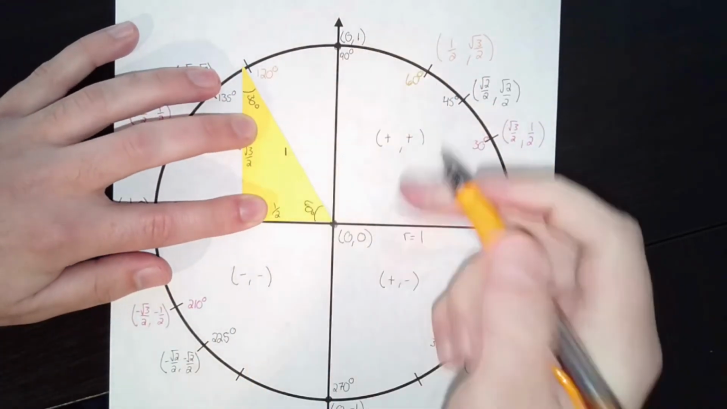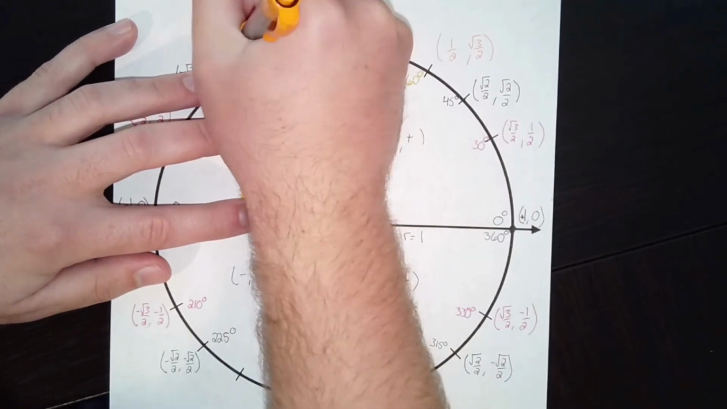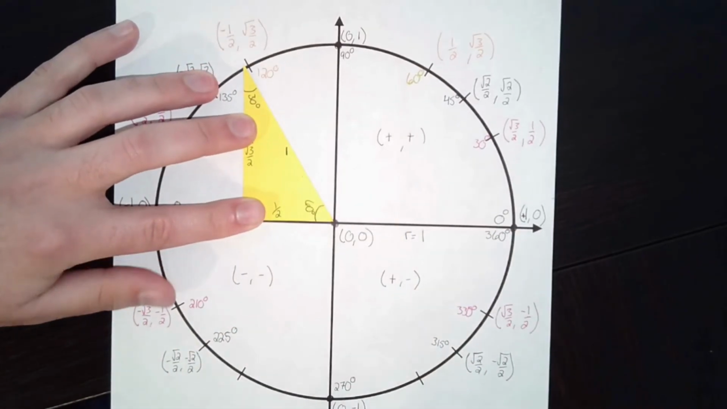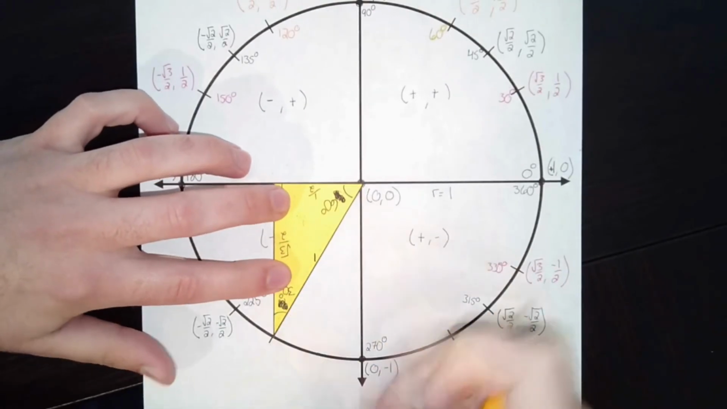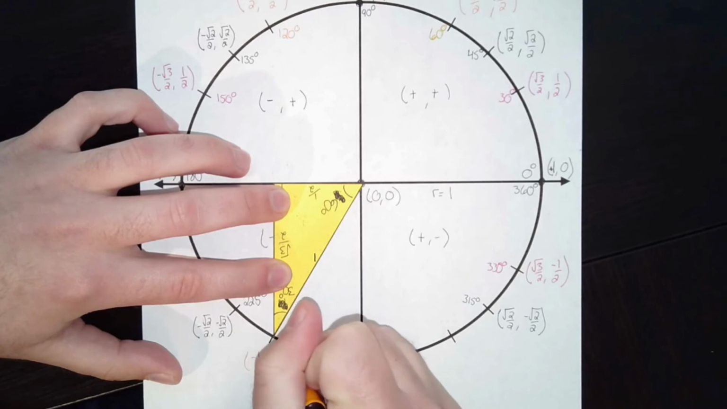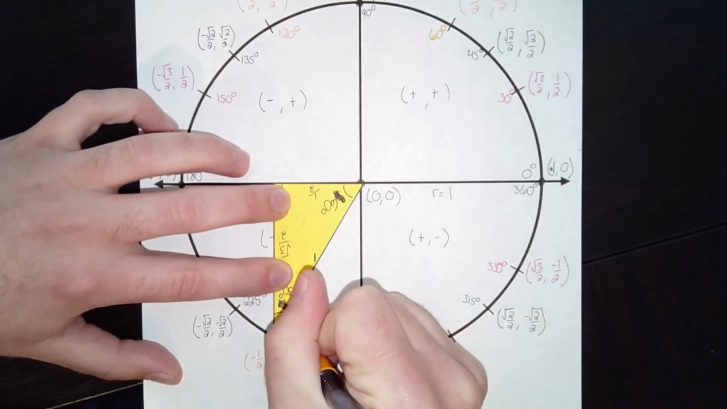Excuse me. And then my coordinate here, again, is going to be a 1/2 first. This time it's a negative, though. And then a square root of 3 over 2. Then I can reflect this down. I do that. Both of these are going to be negative. So this is a negative 1/2 and negative square root of 3 over 2. Your angle measure here is going to be 240.